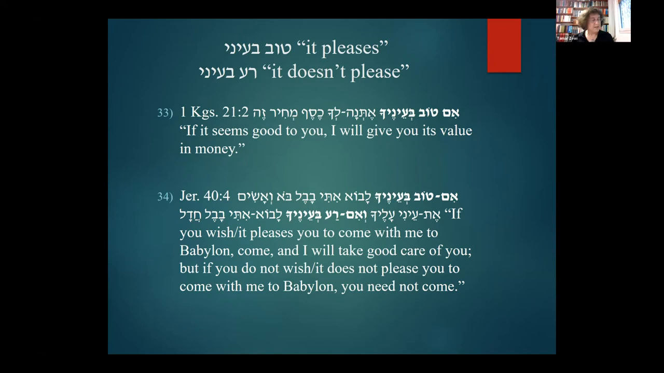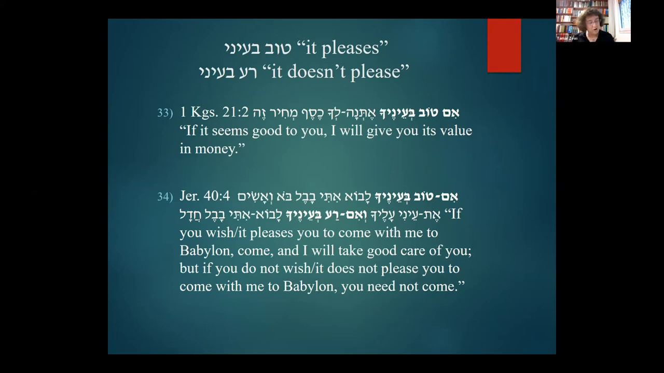34, Jeremiah 40, this is Jeremiah, so it may be a little later. If you wish, if it pleases you, to come with me to Babylon, come, and I will take good care of you. But if you do not wish, or it does not please you to come with me to Babylon, you need not come. The small number of such examples supports the assumption that the idiom in these latter two examples is merely tov be'einei, it pleases, and not the whole conditional clause.